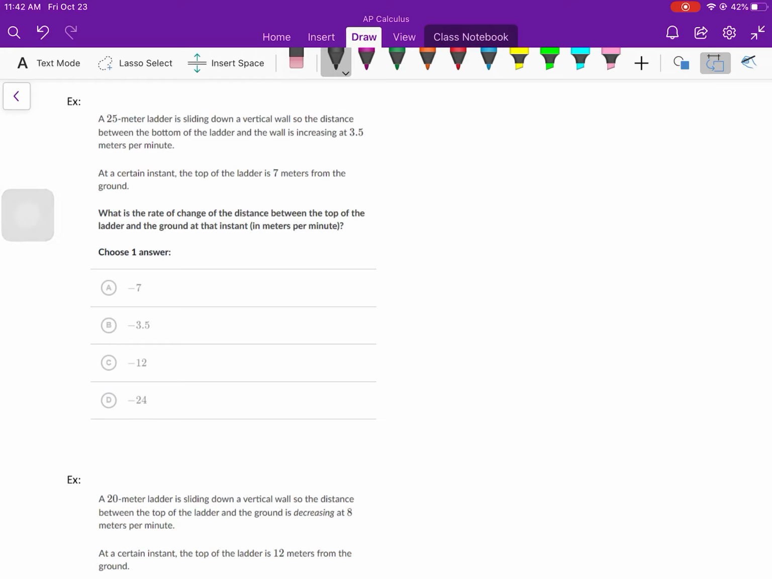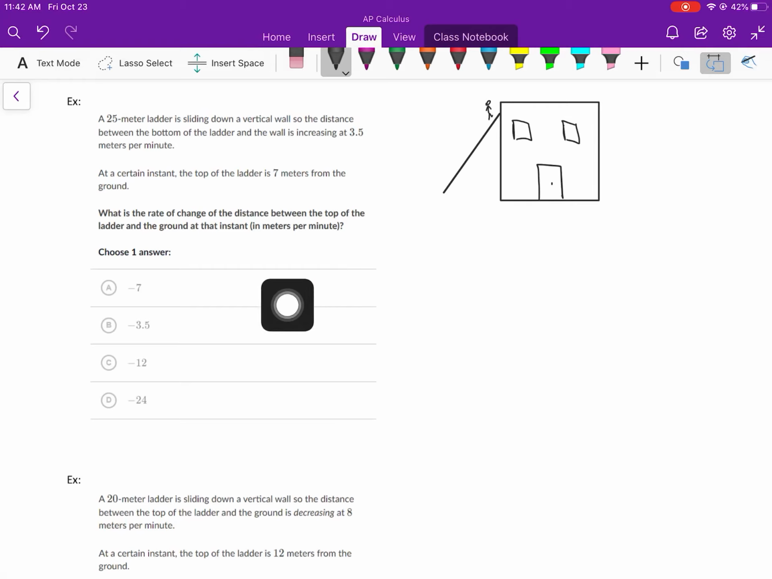So let's think about that again. So we have a wall. Let's draw a building real quick. There's our building. Put some door on it, some windows, decorate it, right? And there's going to be some guy on a ladder. Really tall ladder. And there he is on the ladder, or floating right off of the ladder, right? And so this ladder is 25 meters. That's a constant. Ladder height isn't going to change at all.